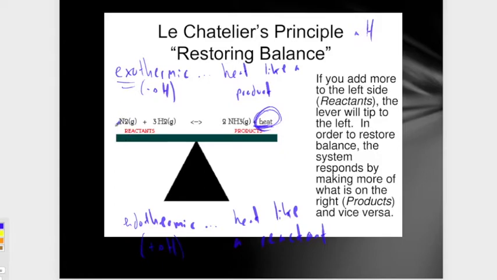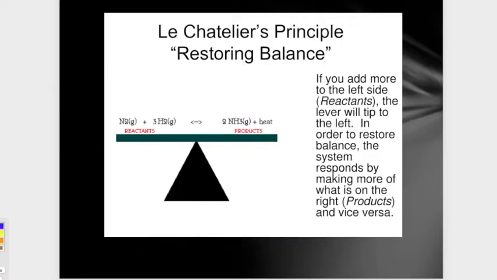Well, why is this important to think about heat energy like a product or a reactant? Because it can help you understand what's going to happen if you change the temperature. Let's say in this example that we take our system and we decrease the temperature, we lower the temperature of the reaction.